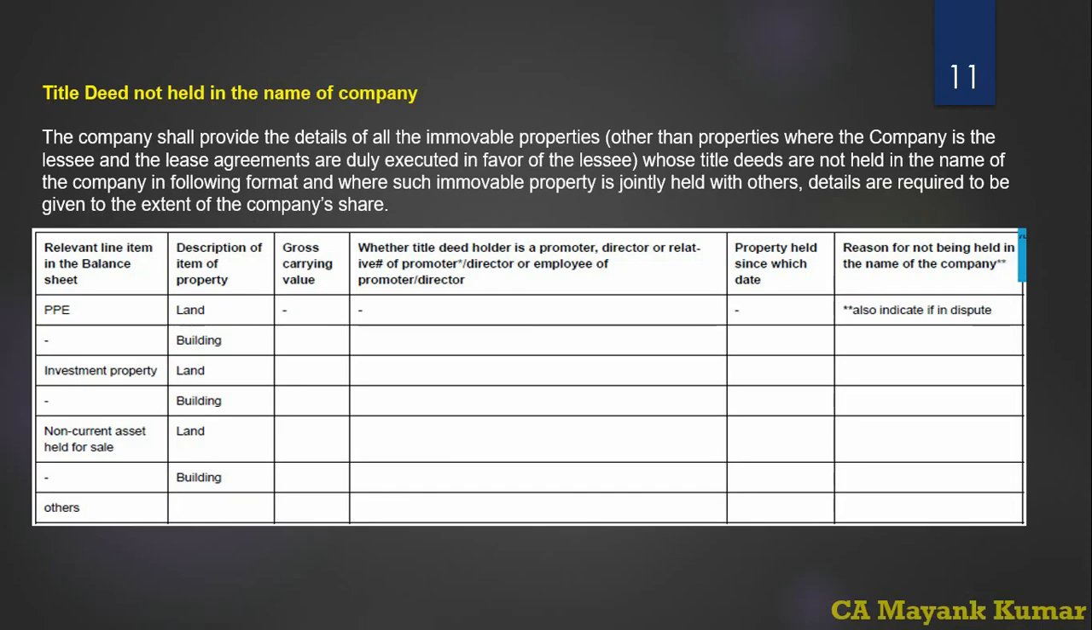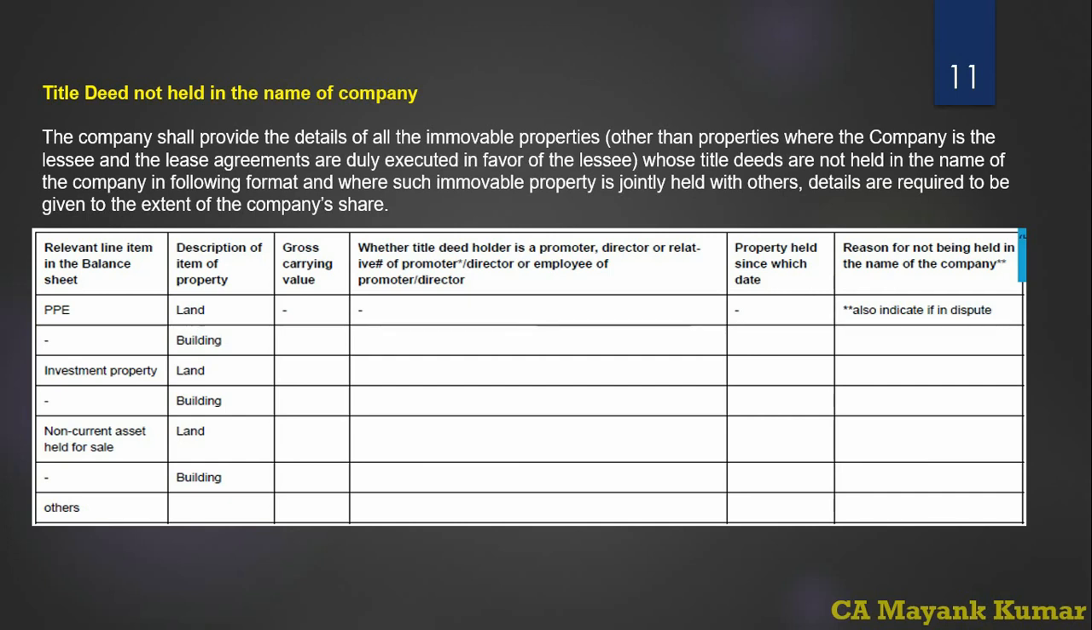Next amendment is for the title deed not held in the name of the company. We all know that CARO 2020 also requires these disclosures, but now the management of the company will also have to make these disclosures in the financial statement with regard to the immovable property, that is land or building, of which the company is not holding the title deed.